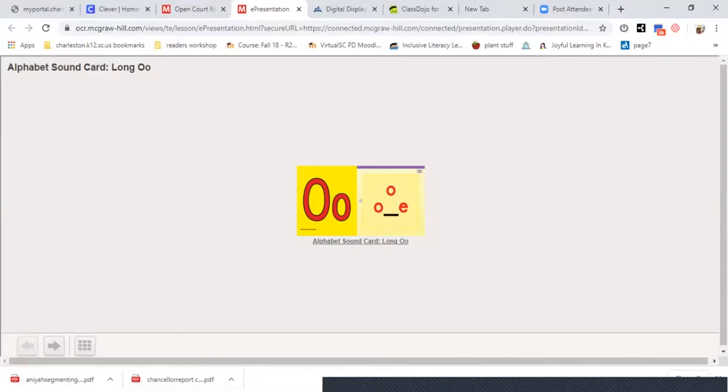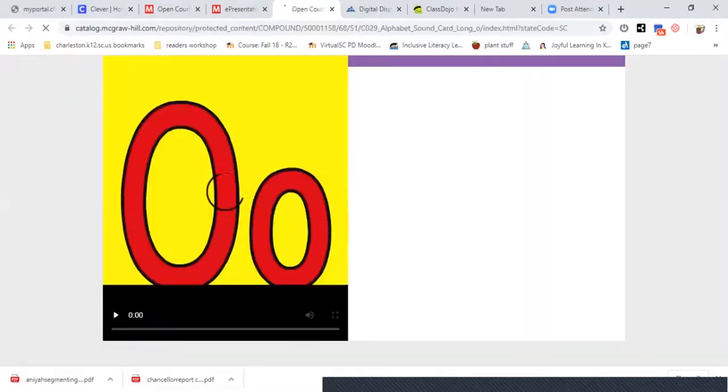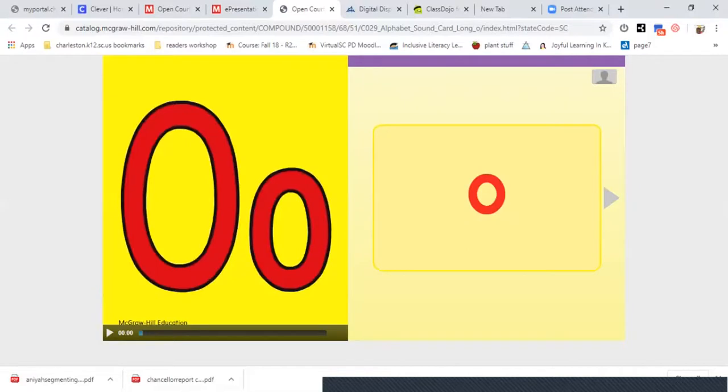And so let's look at our vowel patterns. Okay? Long O like in go.